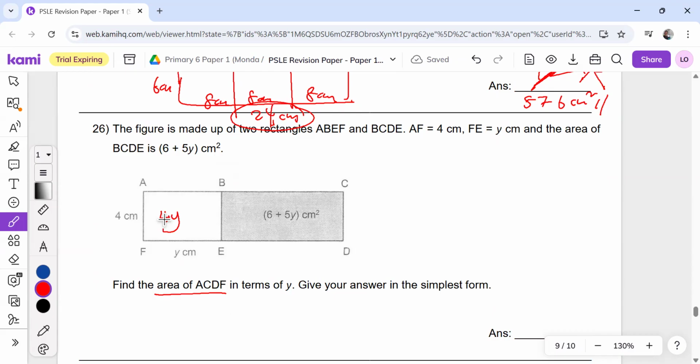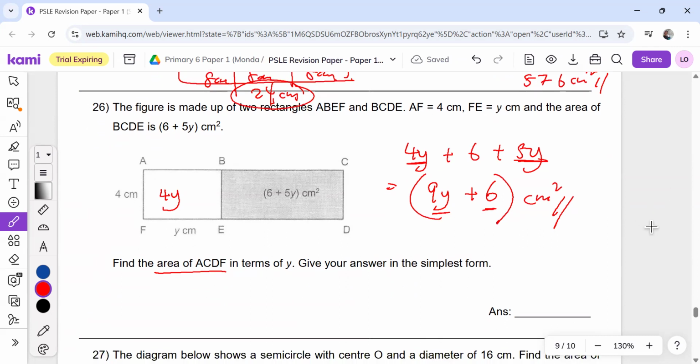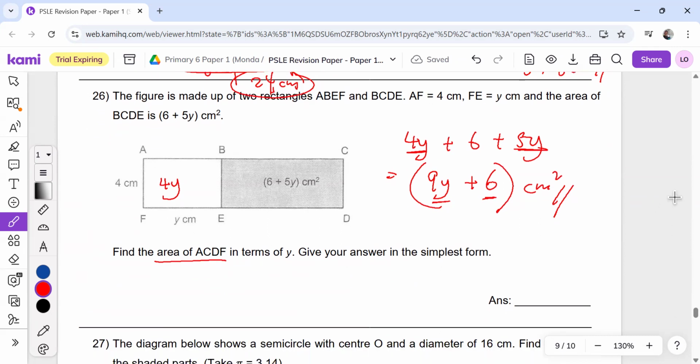So what's the area of the whole rectangle? Then you just add the total area. 4y plus 6 plus 5y. So 4y plus 5y will be 9y plus 6. And don't add any more because they are different, not the same. So your answer will be 9y plus 6 centimeter square. Okay, that's your answer. Very easy. So this is a PSLE question. Okay, let's move on to the next one.